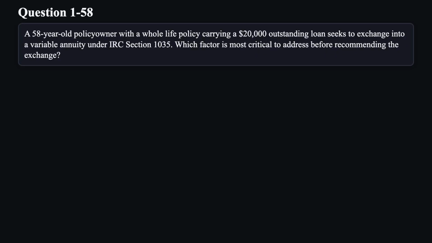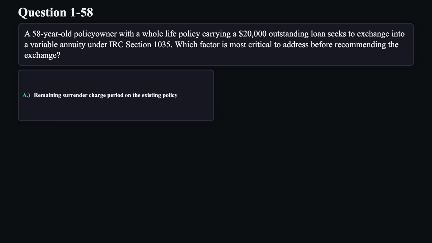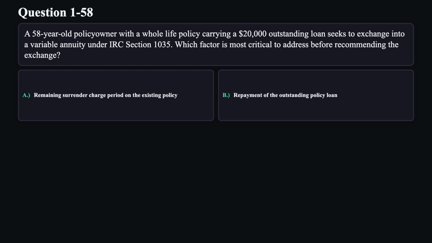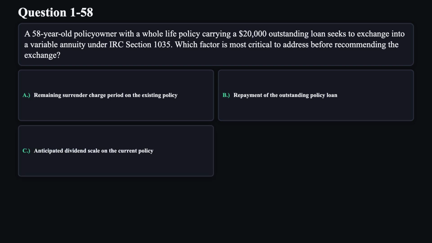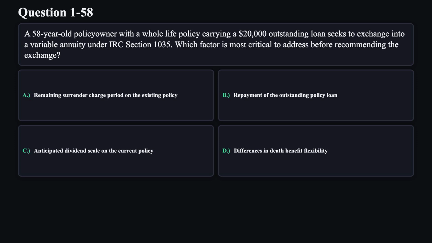Question 58. A 58-year-old policy owner with a whole life policy carrying a $20,000 outstanding loan seeks to exchange into a variable annuity under IRC Section 1035. Which factor is most critical to address before recommending the exchange? A. Remaining surrender charge period on the existing policy. B. Repayment of the outstanding policy loan. C. Anticipated dividend scale on the current policy. D. Differences in death benefit flexibility.